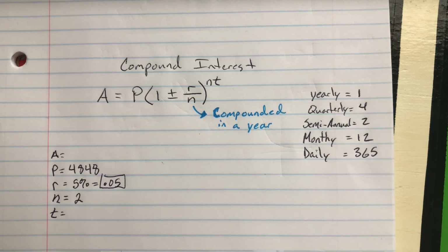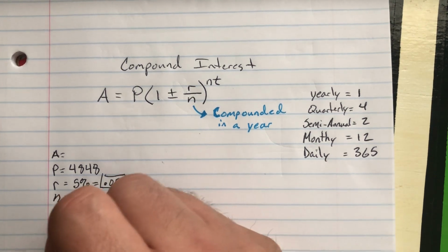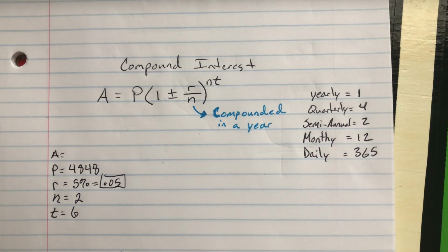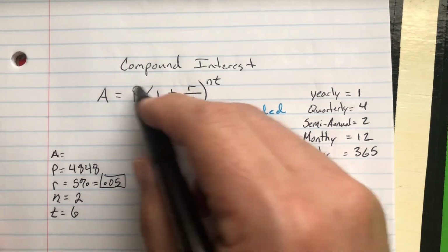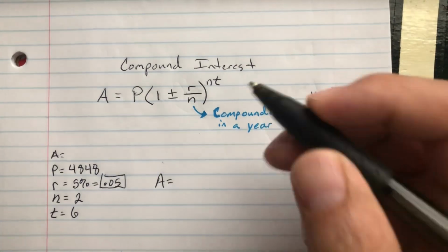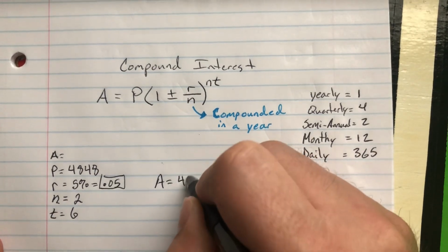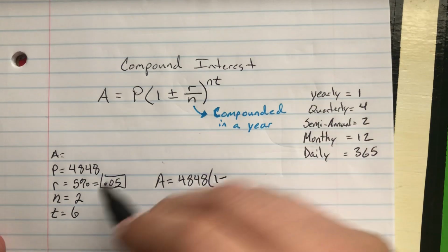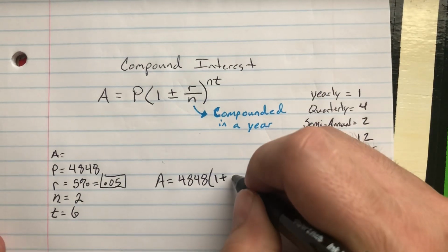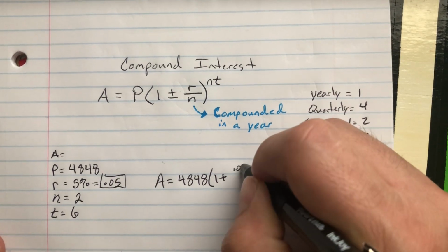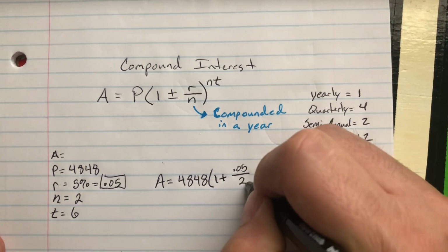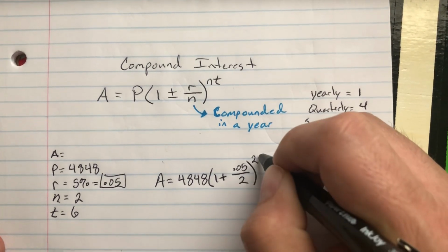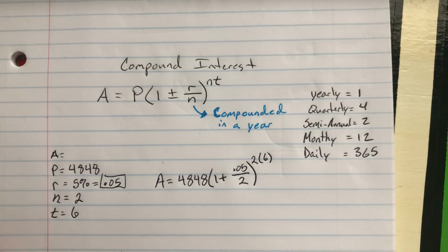What will be the account balance after 6 years? So again, here is my time. All I do is rewrite this into my formula here. The initial amount times 1, again this is a growth, plus 0.05 divided by 2, raised to the power of 2 times 6.